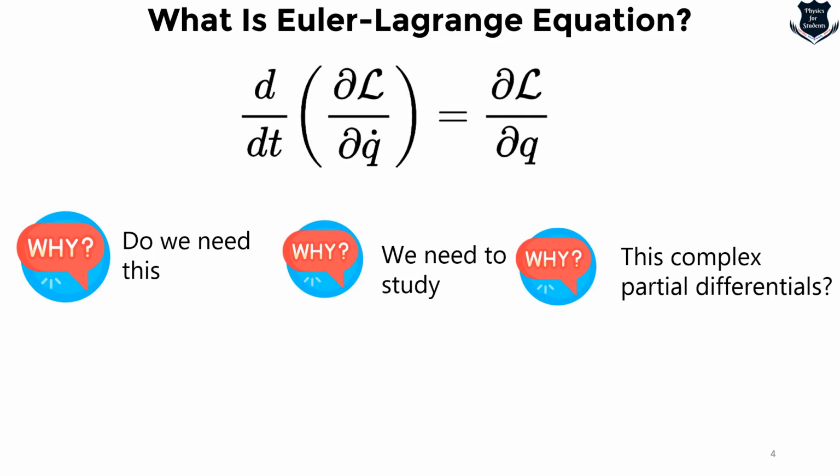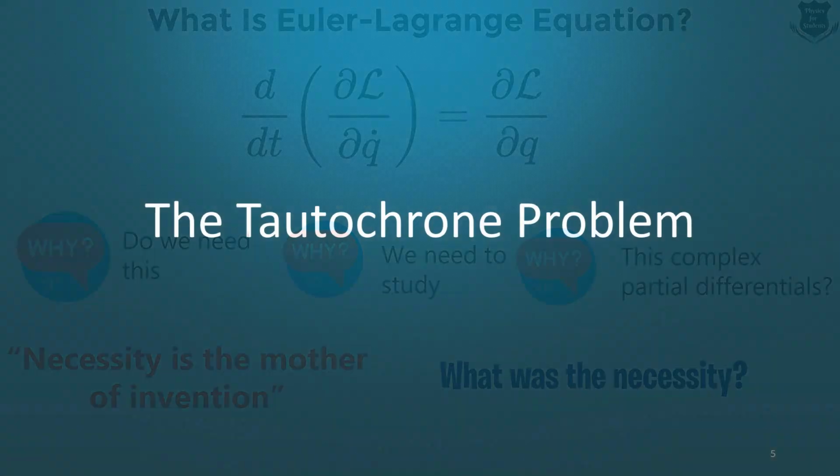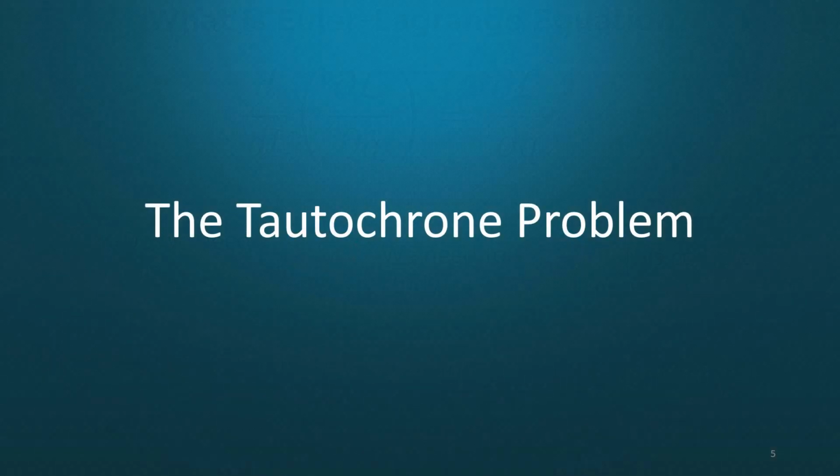There is a famous saying that necessity is the mother of invention, but what exactly does that mean in the context of mathematics and physics? What was the necessity? In the world of classical mechanics, the Euler-Lagrange equation actually emerged from a pressing need to address a problem. And this is known as the Tautochrone problem. And there is a wonderful history, a very motivating story, which I'm going to tell you.